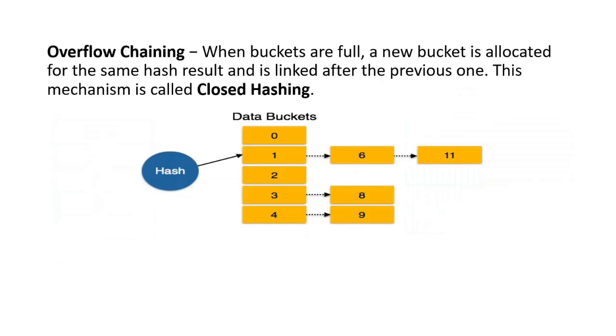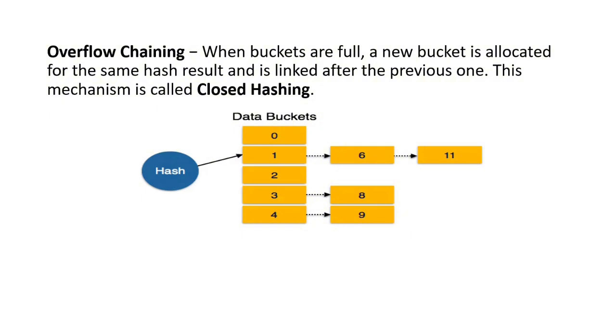And then overflow. If the buckets are full, a new bucket needs to be allocated for the same hash result and is linked after the previous one. This methodology is called closed hashing. Let us see this example here: 0, 1, 2, 3, 4, there are totally 5 buckets.